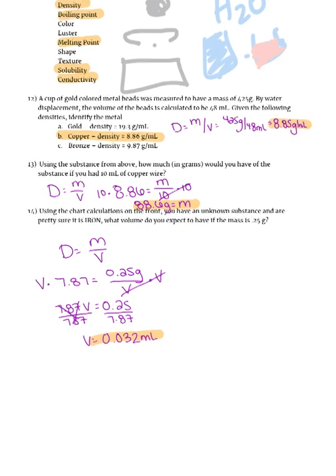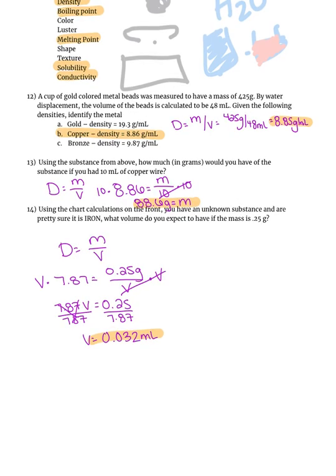All right, moving on to the next one. For number 12, you're just solving for density again. So take mass divided by volume. Boom, and you're going to get 8.85 grams per milliliter, which is pretty close to our copper density, which is 8.86. So we know that for pretty good certainty, the substance that I have, those gold-colored metal beads, are going to be made out of copper.